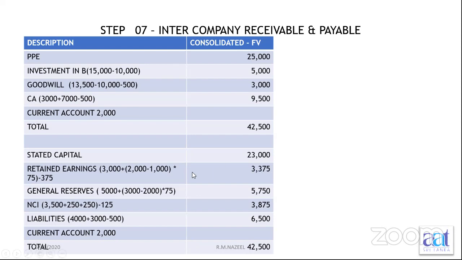Similarly, stated capital you have taken, retained earnings, general reserve, non-controlling interest. Liabilities 6,500. What is 6,500? Liability is payable to outsiders. And current accounts 0. Why? That does not represent assets and liabilities outside the group. Intercompany, eliminate. So only 9,500 and 6,500 are represented.